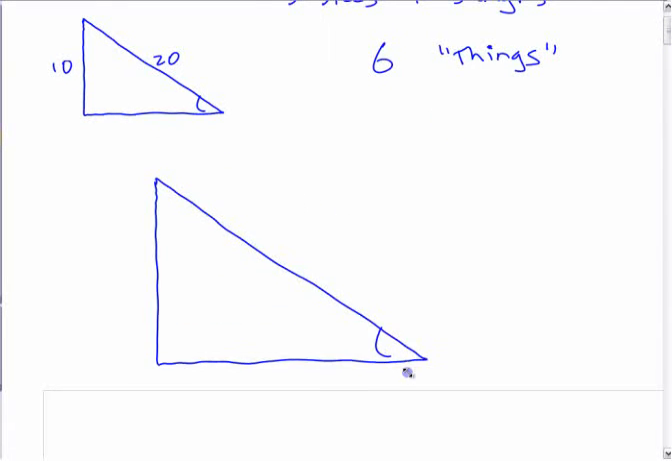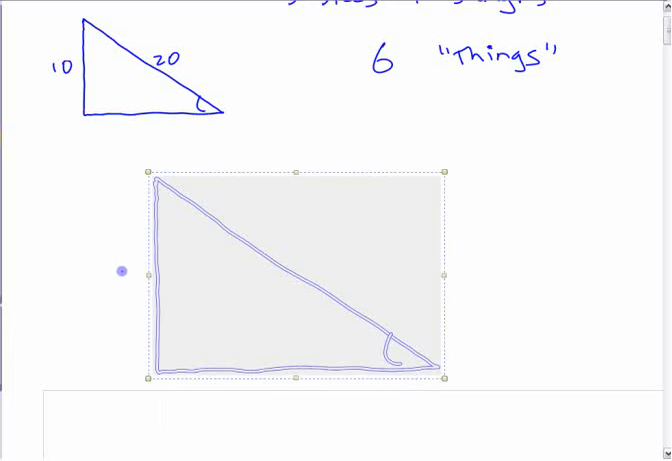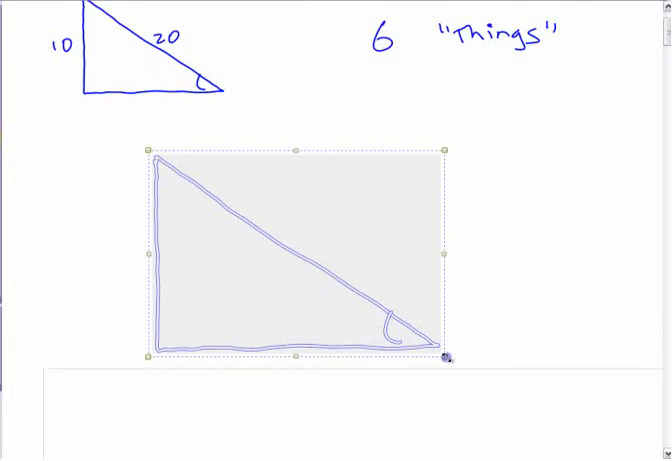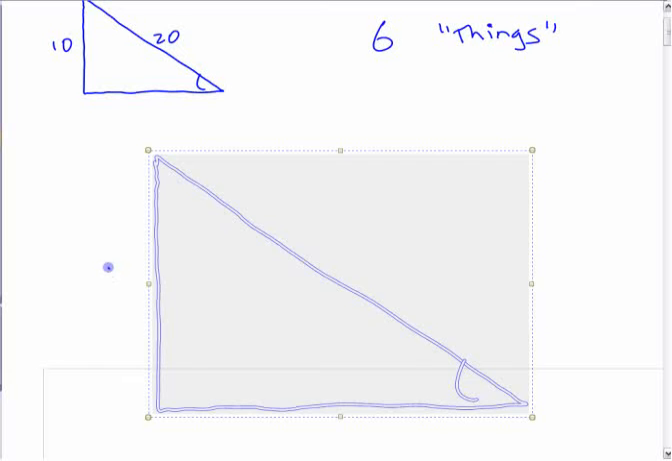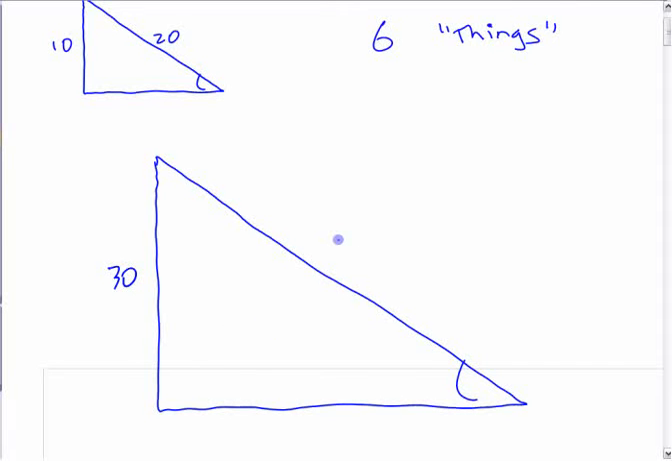If I enlarge this, just like you would on a photocopier or a scanner, let's say I make this twice as big. Let's make it 3 times as big so we don't get mixed up with the numbers. Let's say we make that 3 times as big, and this was 30. What's that side? 60.